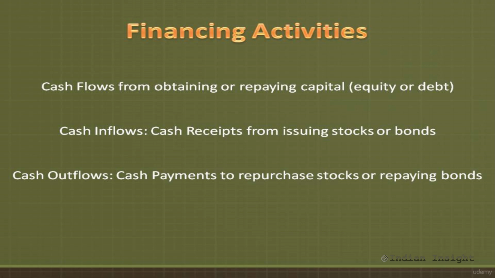So cash inflows include cash receipts from issuing stock or bonds. Whenever the company issues a stock or a bond, it receives a cash inflow in exchange. On the other hand, cash outflows include cash payments to repurchase stock or to repay bonds and other borrowings.